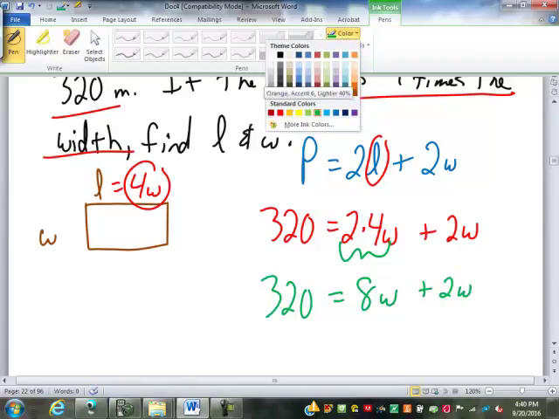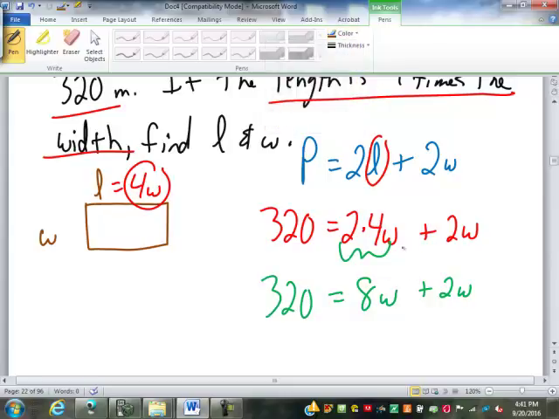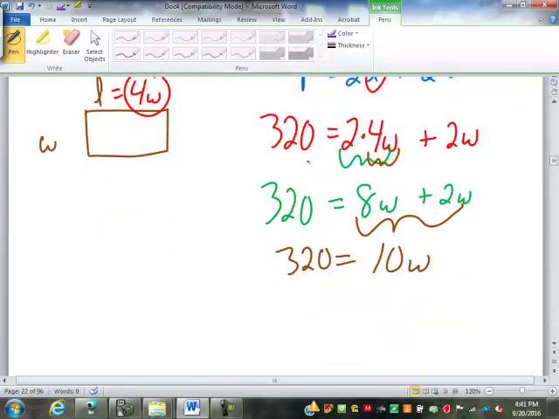Any questions so far? Remember, order of operations says you have to multiply before you add. So this 4W is being multiplied by 2, and I have to do that before I can add the 2W to it. Now I can combine the like terms. So 8W and 2W make 10W. Divide by 10. 32 equals W. All done, right?